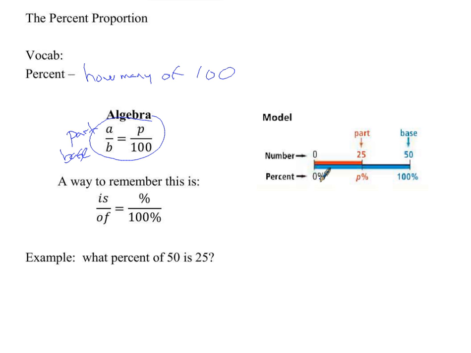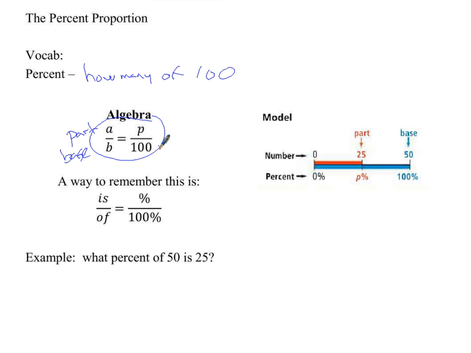The percent then ranges from 0 to 100% for 0 points all the way to 50 points. Okay? So here I am at 25 parts out of 50 total. What percent is that? So that's 25 parts out of 50 total equals what percent out of 100%? That's what that's saying visually, okay?